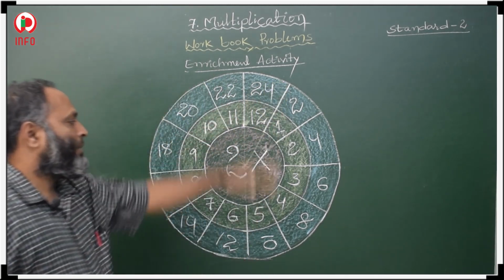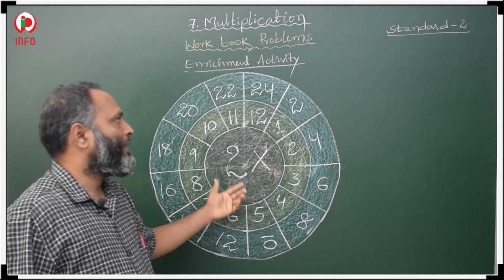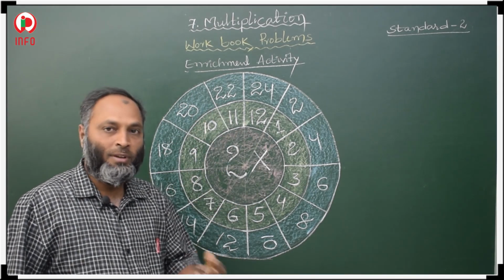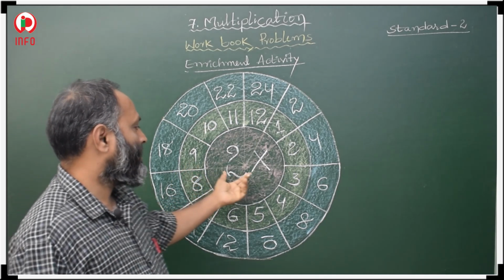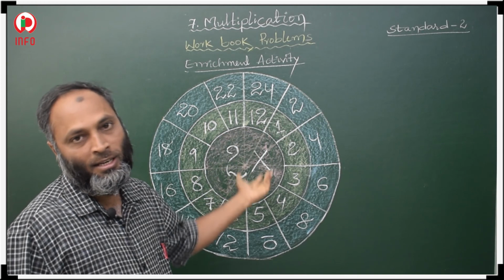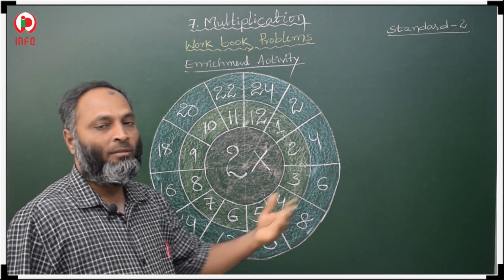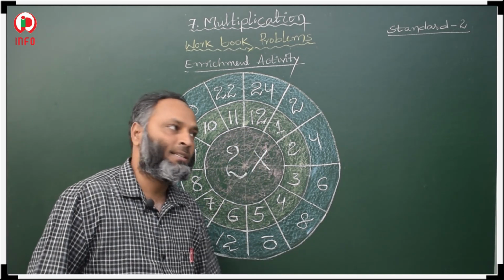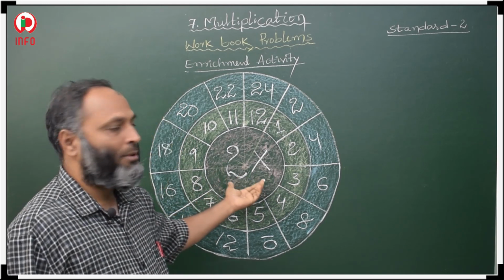Like this we have to prepare a chart. This is nothing but our 2 table till 24. For other tables also you prepare like this. Instead of this 2, take 3 and prepare another concentric circle and write your 3 table. 4 table, 5 table, 6 table, 7 table, like this. Till 20 tables you can prepare like this. Okay.